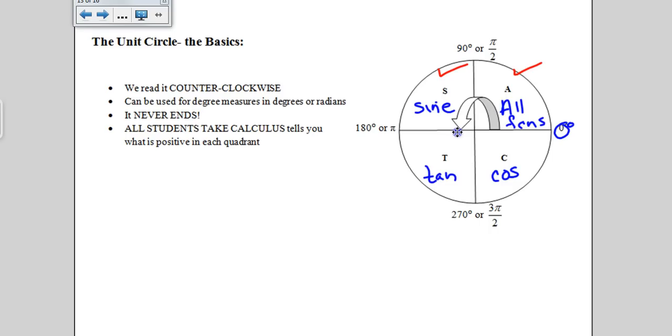But the other clue said cosine had to be negative. Well, which of these quadrants is cosine negative? Well, it's not negative in the first quadrant because everybody's positive there. So it looks like this is the quadrant that I'm looking in, between these two axis points. So I'm looking between pi over 2 and pi, or 90 and 180.